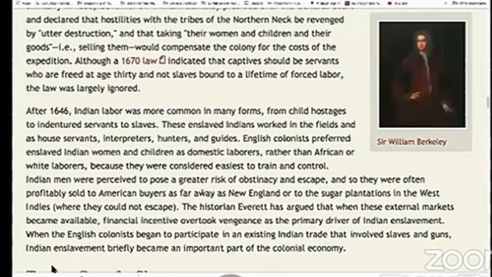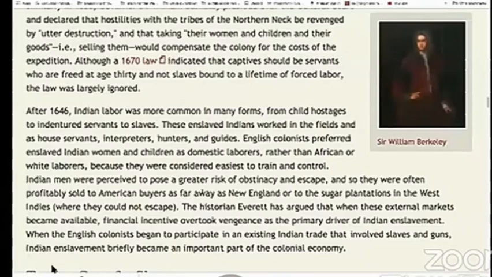Indian men were perceived to pose a greater risk of obstinacy and escape, and so they were often profitably sold to American buyers as far away as New England or to the sugar plantations in the West Indies where they could not escape. So you see, they're not Africans who are arriving in these places. There's other Indians. If you really do the research, you'll see, chase the trail. You'll see where you end up. You end up with American Indians, not Africans.